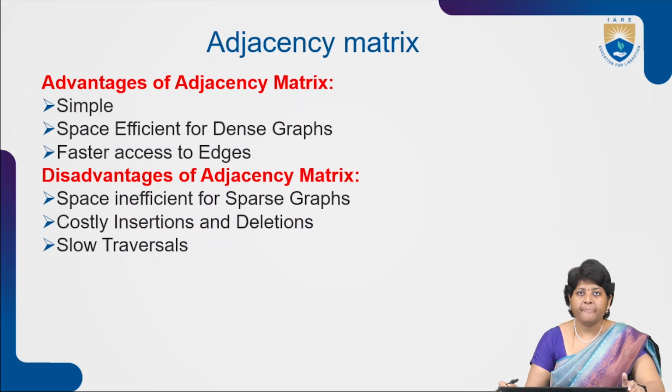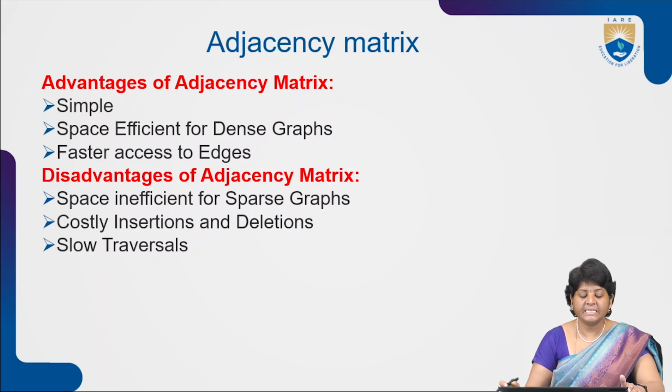And what are the advantages of the adjacency matrix? It is simple, and space efficient for dense graphs. If we have 100 vertices, we don't need to represent each and every vertex on paper. Directly, we can give the inputs in terms of an adjacency matrix, which will cover the entire data, and it gives faster access to edges, because immediately we can fetch the input from this adjacency matrix since it is a square matrix.